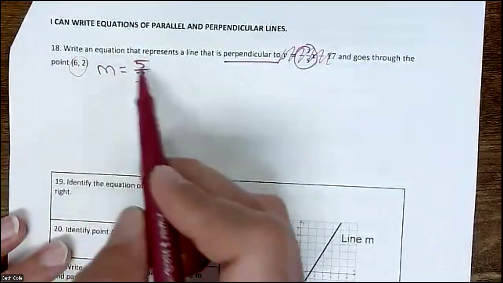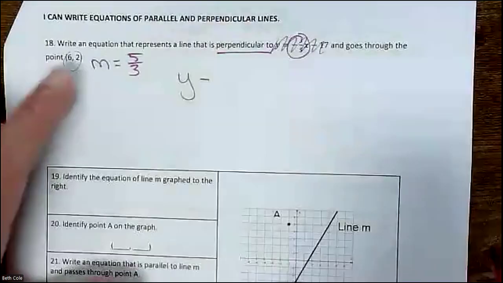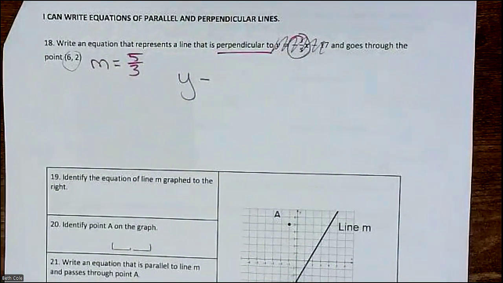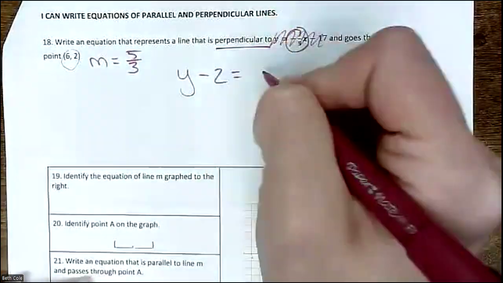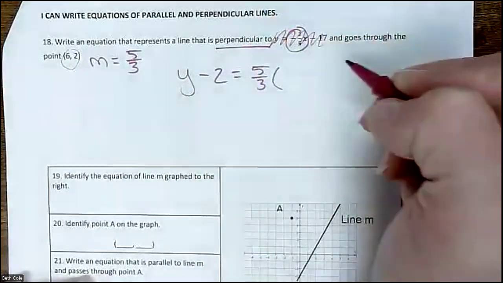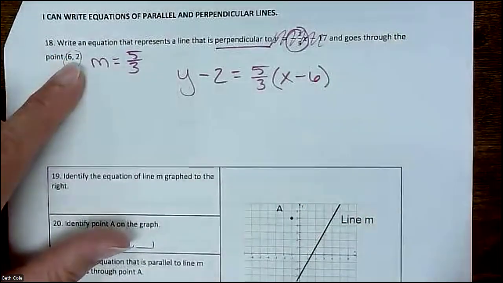This is your point. That's your slope. These are your ingredients. Put it into your recipe. It'll be y minus which one of those numbers? 2. Good. Y minus 2. All right. So y minus 2 equals what? 5/3, parentheses, x minus 6.